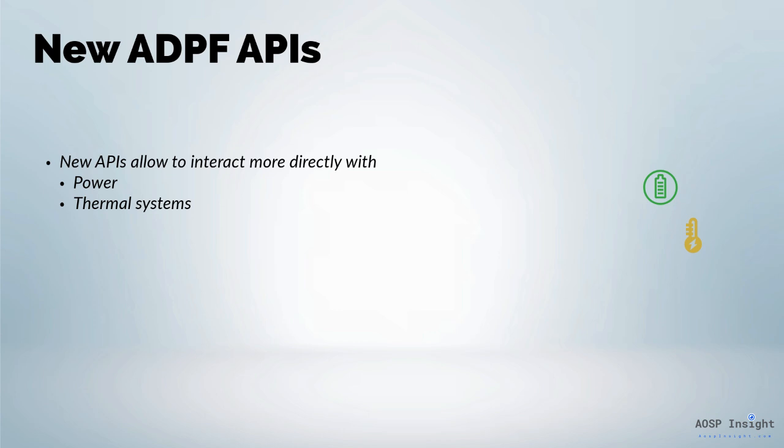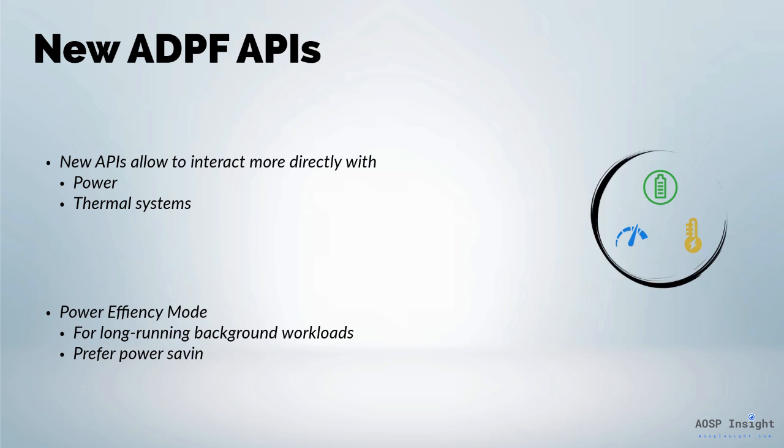And the next improvement is the power efficiency mode for long running background workloads, where a thread can say, okay, I prefer to be a long running background thread, and in that case it means that it prefers power saving over performance. It's a new mode for a thread or an application, which helps it run in the background and not be as high performance.